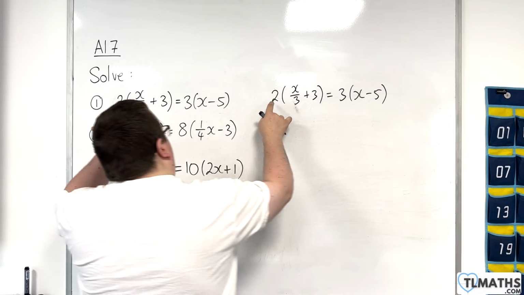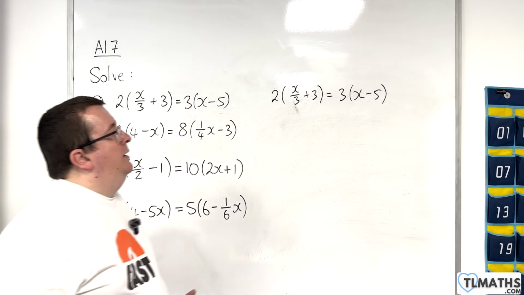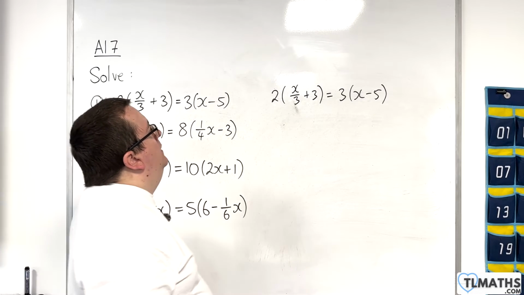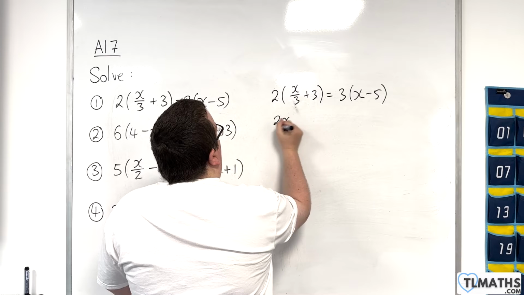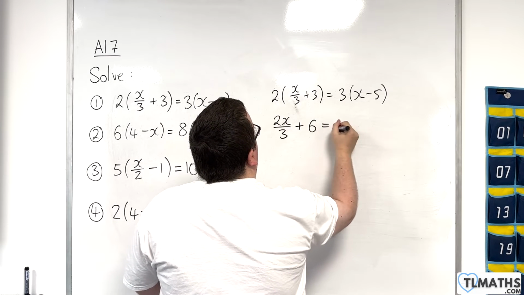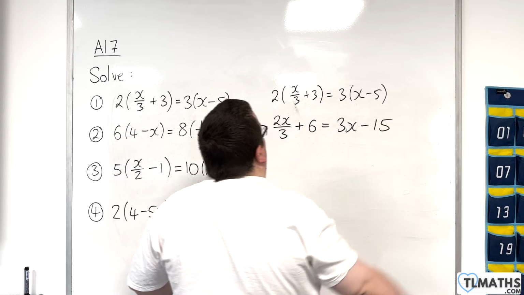So, first check is to see if 2 and 3 have any common factors, which in this case they don't. So we're going to go straight into expanding the brackets. So 2 lots of x over 3 is 2x over 3 plus 6 is equal to 3x take away 15.